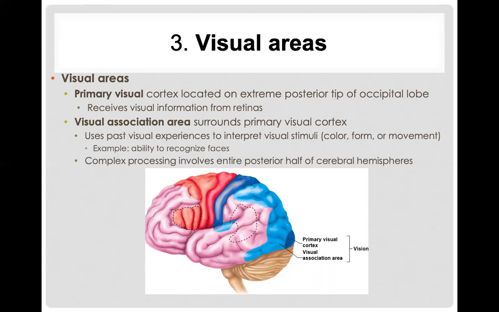Visual association area utilizes the previous memory and knowledge that you have to help you figure out what you actually see, interpret the visual signals that you are receiving. For instance, it helps you figure out the color, the form, the movement, ability to recognize faces, objects, etc. It is a very complex process. It typically involves the entire posterior half of your cerebral hemisphere. So kind of remember, visual cortex, you're gonna use a big part of your brain, or big part of your posterior hemisphere or your occipital lobe.